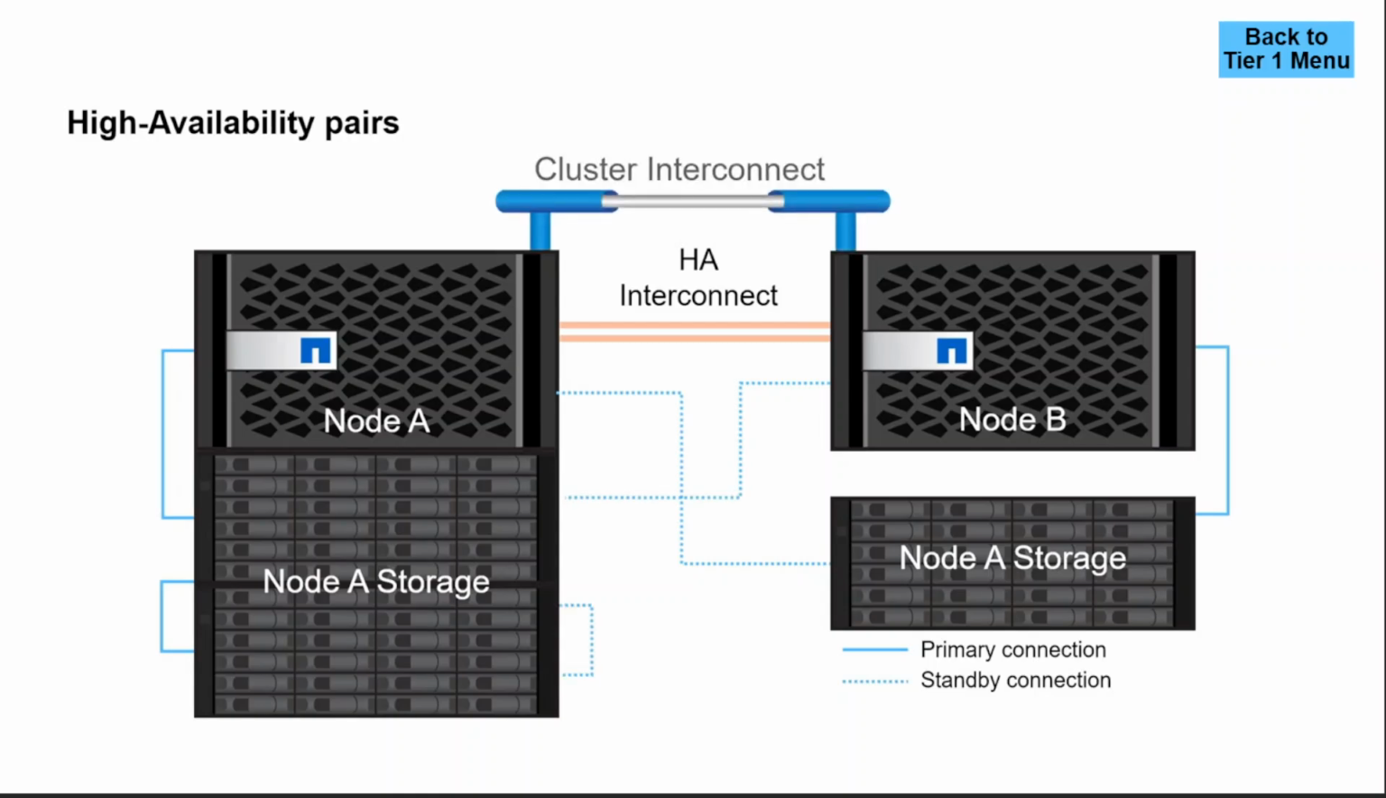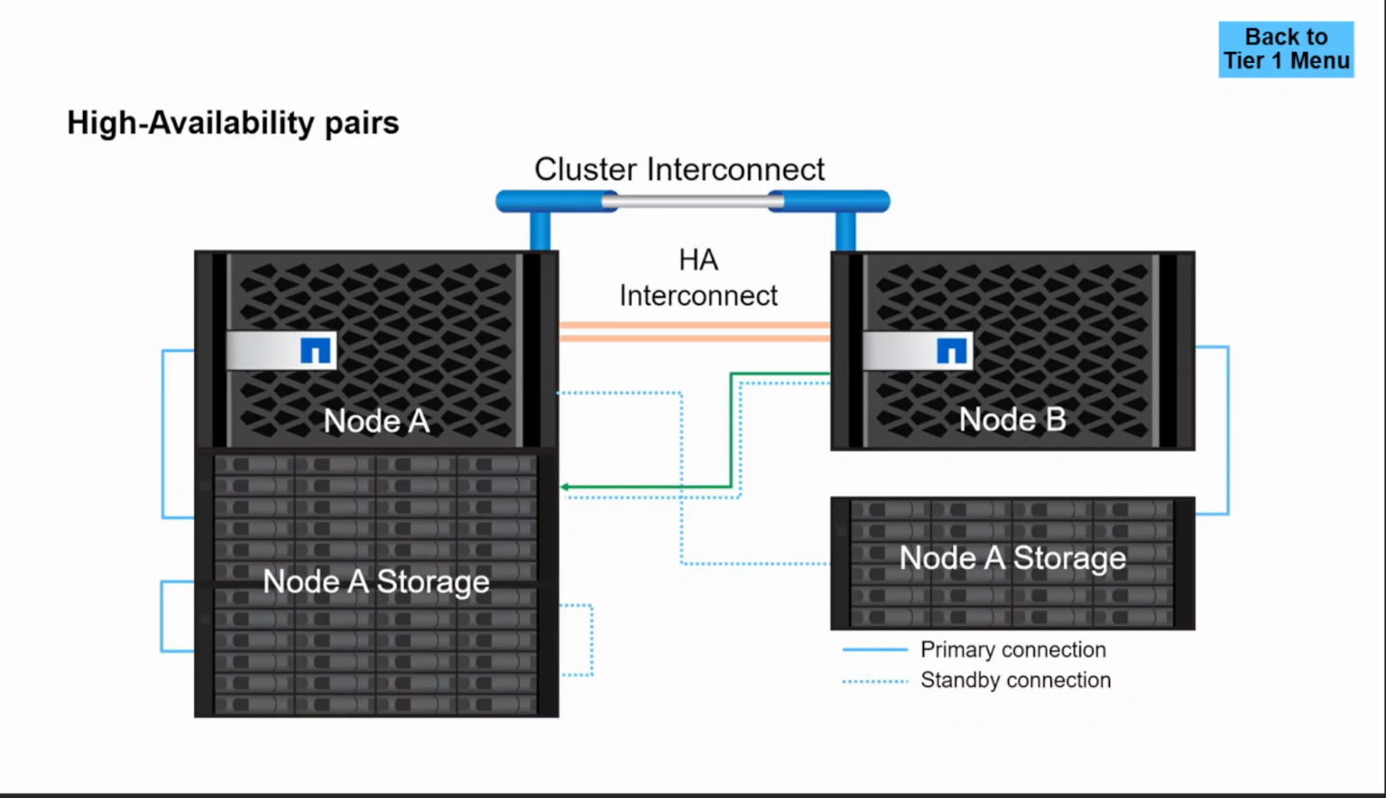The nodes also need to be connected to a cluster interconnect, even if the cluster is composed of only one HA pair. In an HA pair, when a node fails or is taken down for maintenance, the surviving node takes control of the partner's drives and continues to serve data. For multipath HA support, redundant primary and secondary connections are also required. For simplicity, these connections are not shown on the slide.